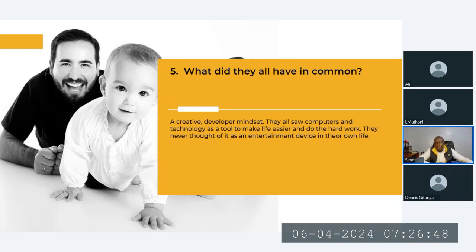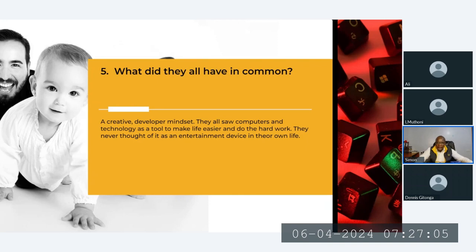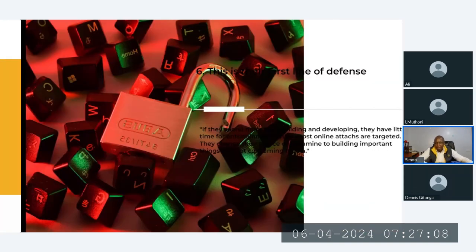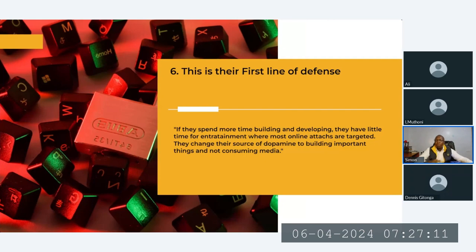So this one, I want you to take note of it because it is what we are going to use as the foundation of our first level of defense in terms of safeguarding our children. So just note that down somewhere because we are going to reference it. It's the first line of defense in protecting our children. It's themselves understanding that, and helping them to spend more time building and developing in the digital spaces. Because if they do that, they won't have so much time for entertainment, where most online attacks are targeted.